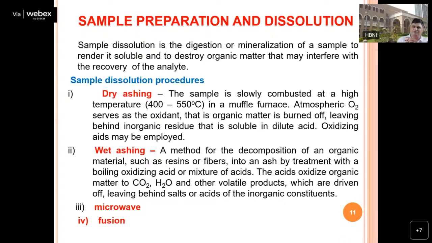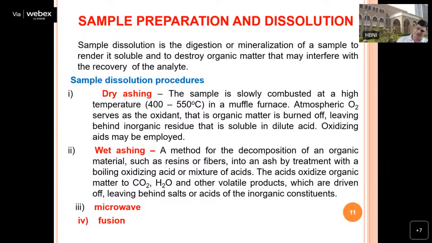And for this, it is a method for the decomposition of organic materials such as resins or fiber into an ash by treatment with a boiling oxidizing acid or mixture of acids. The acid oxidizes organic matter to carbon dioxide, H2O, and other volatile compounds. In this, when we give a mixture, along with HCl and HNO3, we put in hydrogen peroxide.